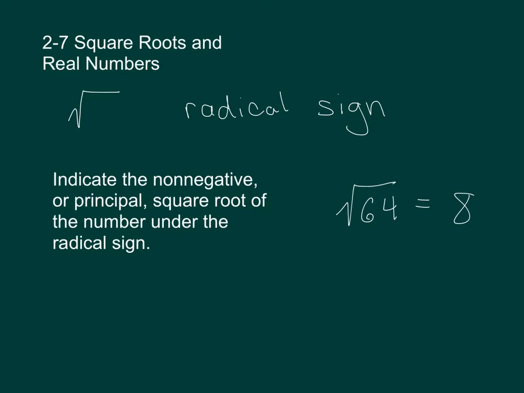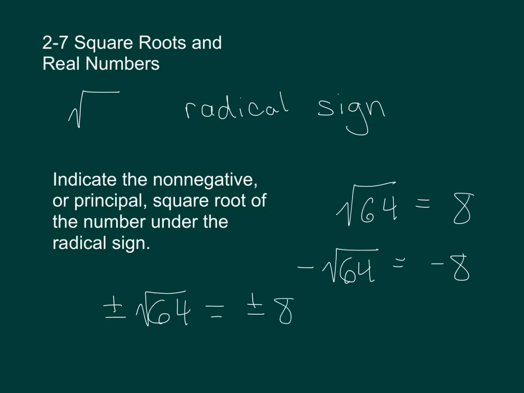If I would like the negative square root, I can just put a negative sign out in front of it. So if I put negative radical 64, that would mean that I'm looking for negative 8. Sometimes you might also see the symbol plus or minus. So if I wanted the positive or negative square root of 64, I would write it that way. And then my answer would be plus or minus 8, positive or negative 8. Okay, so those are the basics.